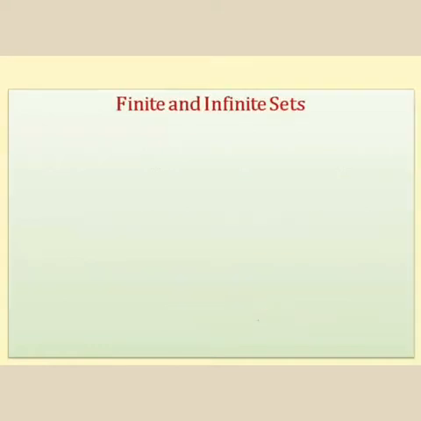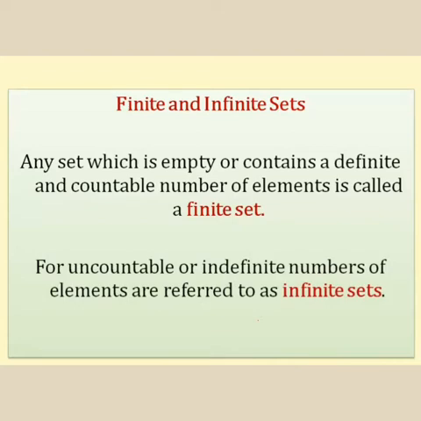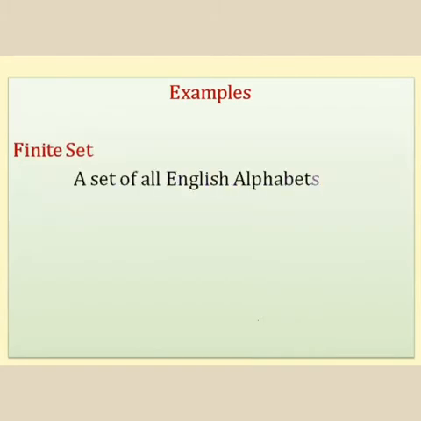Next we are going to learn about finite and infinite sets. Any set which is empty or contains a definite and countable number of elements is called a finite set. If it is a finite set, we can count the number of elements. If we can't count the number of elements, we say it is an infinite set. We'll see the example. For a finite set, take the set of all English alphabets. There are 26 alphabets, so it is a finite set. English alphabets are countable.